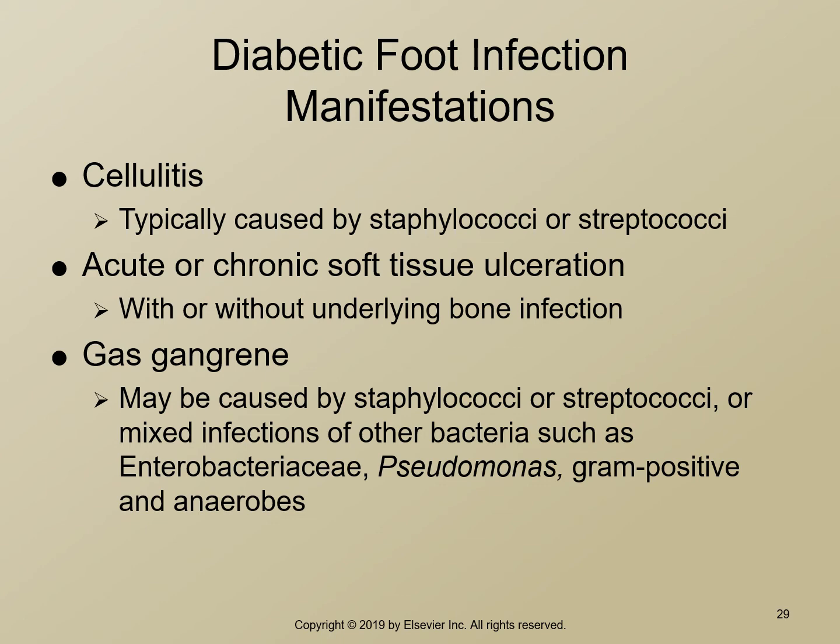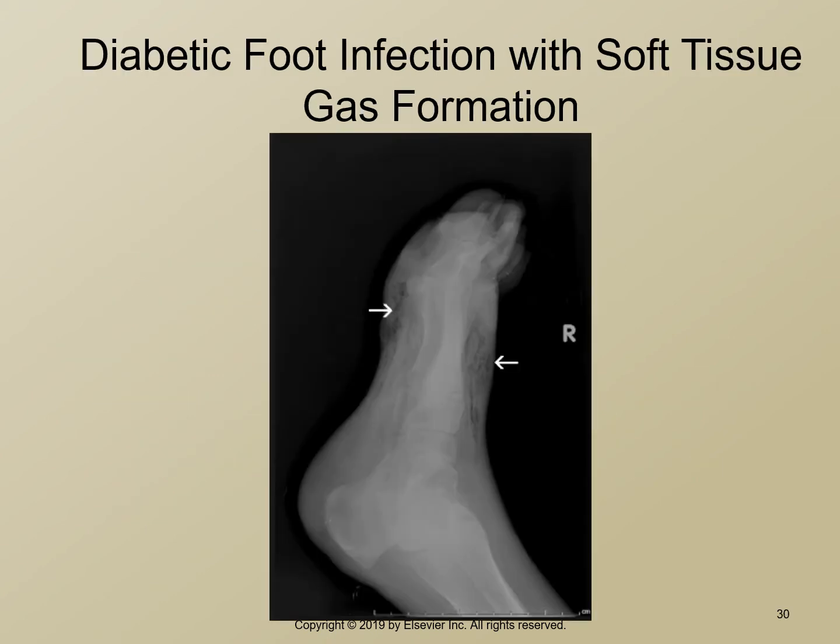It's important to remember that the impairment of host defenses seen in diabetic patients can also allow weakly virulent organisms such as coagulase-negative staphylococci and diphtheroids to become pathogens in the skin as well. In this figure, the patient has a foot infection who's diabetic, and you can see the gas formation in the areas marked by the arrow.